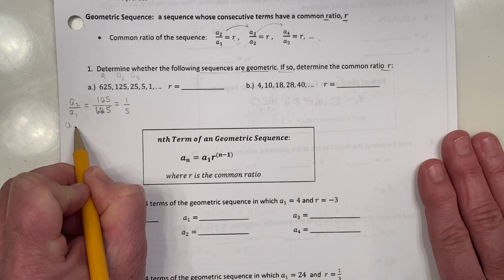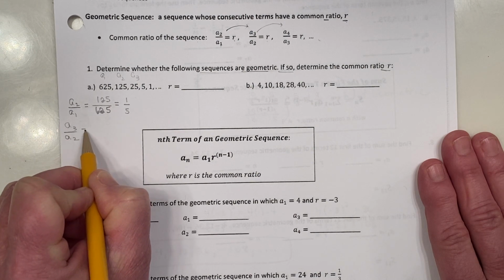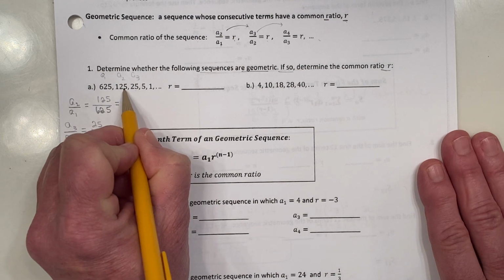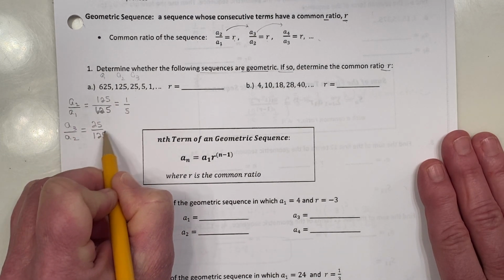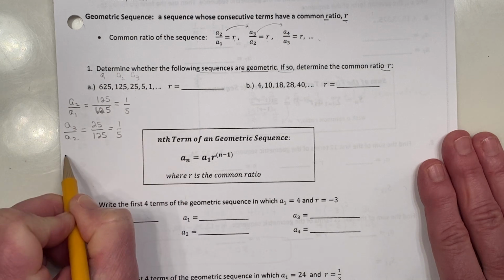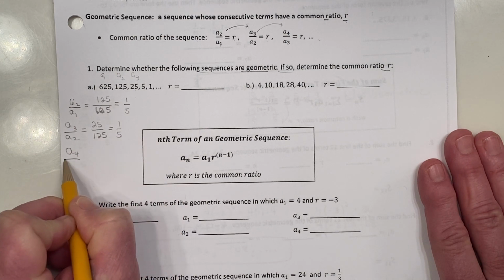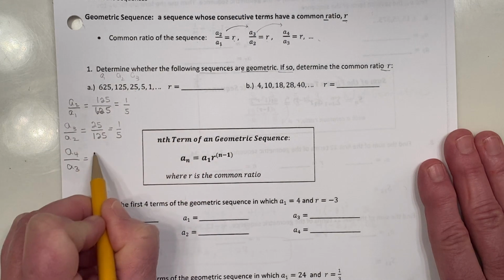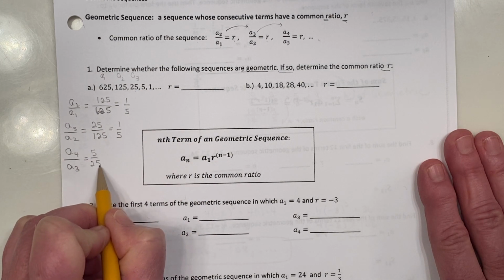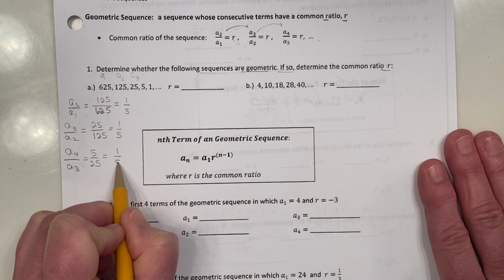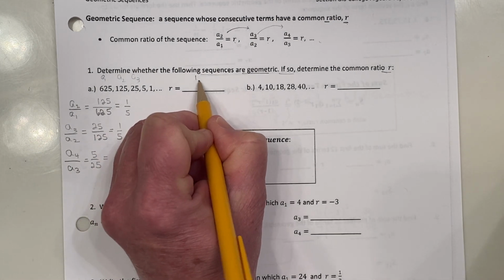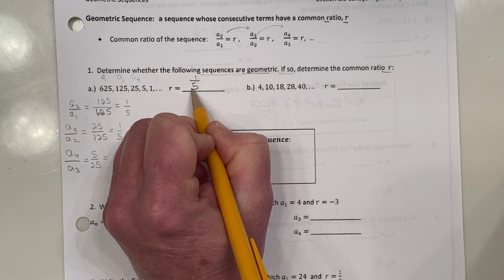So let's look at a sub 3 now and divide it by a sub 2. So a sub 3 is 25, and a sub 2 is the previous term, 125. You reduce this fraction, you do get 1/5. Okay, just to feel comfortable, I'd probably do another set. So a sub 4 divided by a sub 3, so 5 divided by 25. Okay, it appears that I'm always getting a quotient of 1/5. So the common ratio is 1/5.